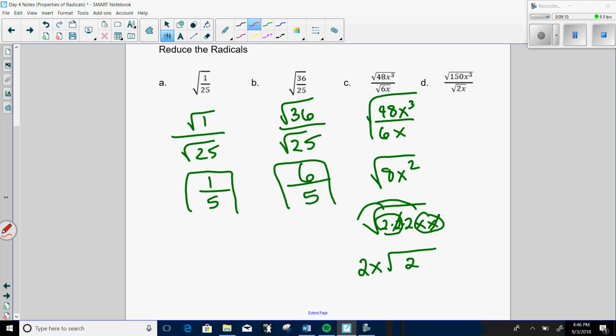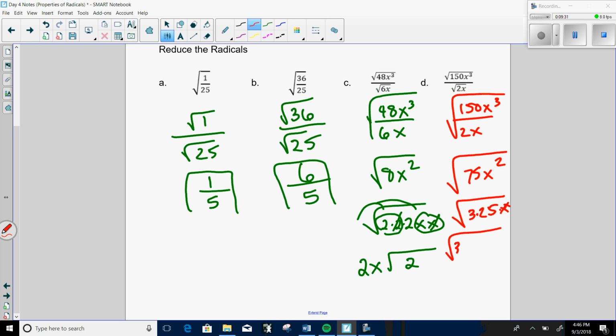D's the same way. Okay, rewrite it as 1, so that becomes 150x to the third over 2x. Divide, that becomes 75x squared, 150 divided by 2, and then that becomes 3 times 25 times x squared. Well, the 25 becomes 5 times 5, so 3 times 5 times 5 times x times x. There's a pair, there's a pair. One comes out, one crosses off. One comes out, one crosses off, and you get the answer, 5x square root of 3. And that's your final answer.